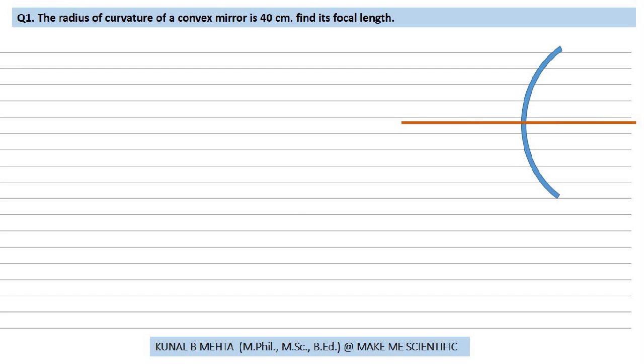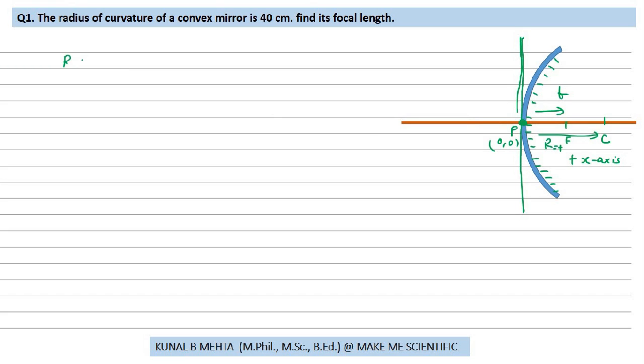Now, a radius of curvature of a convex mirror is 40 centimeters. Find its focal length. Now this is our convex mirror, so the reflecting surface is outside and the painted surface is inside. I may call this as C, this as the midpoint F, this point as pole. Now I may choose to pass the y-axis from the origin of the coordinate system, and I can see that focal length is on the positive side of the x-axis. So my focal length and the radius of curvature both will be positive.